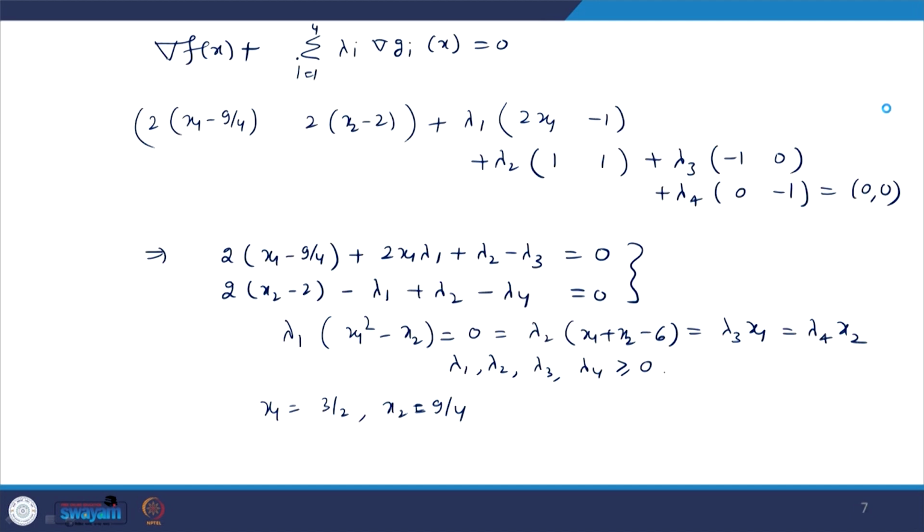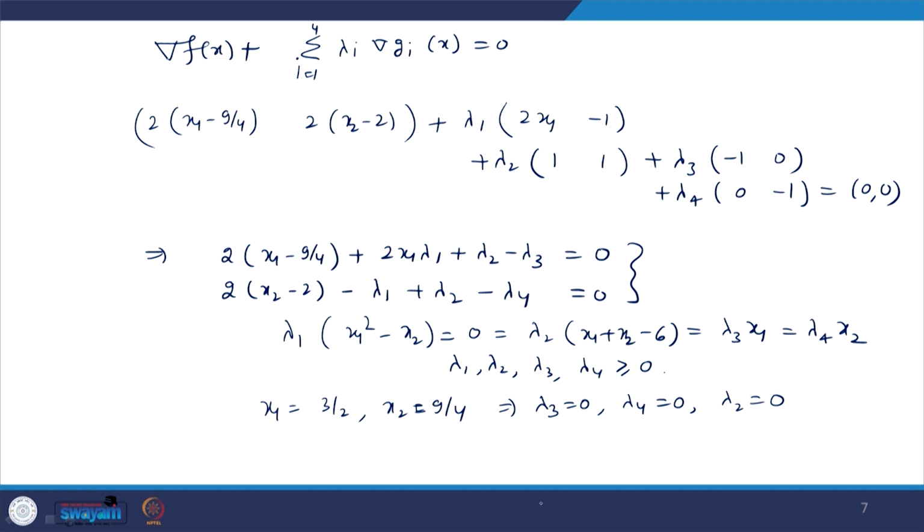Now the other conditions. Now x1 is non-zero and lambda 3 into x1 is equal to 0. So, this implies lambda 3 equals 0, and similarly lambda 4 is also 0, since x1 is 3/2 and x2 is 9/4. The sum will be 15/4, which is not 6, that means this is not 0, that means lambda 2 will come out to be 0. From this constraint we cannot say anything, lambda 1 may or may not be 0, because this is 0. So, these three we have obtained.